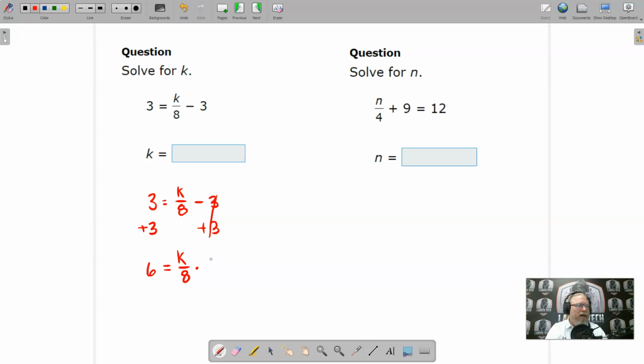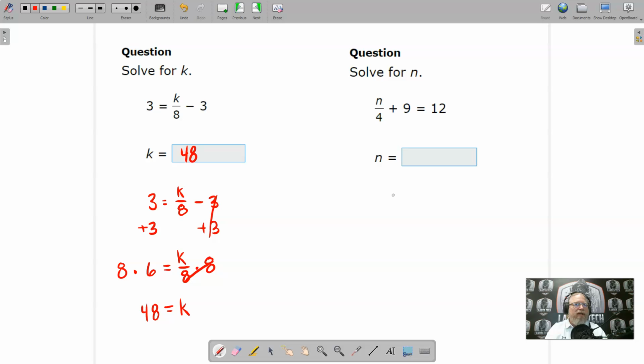Now let's multiply by the denominator. What we do to one side, we do to the other. These 8's will cancel each other, leave me with k. And 8 times 6 is 48. So k equals 48.